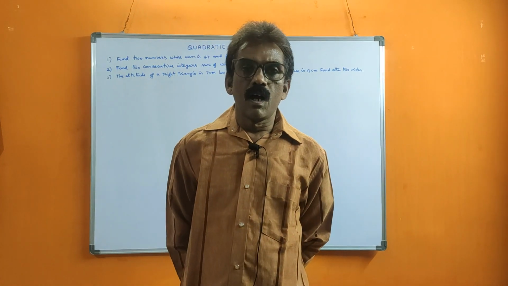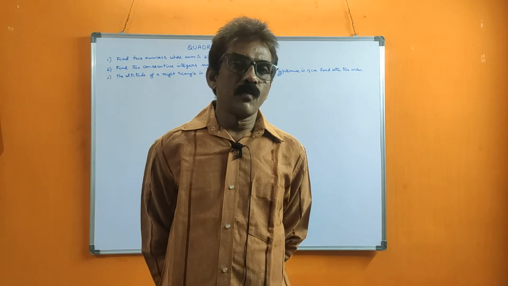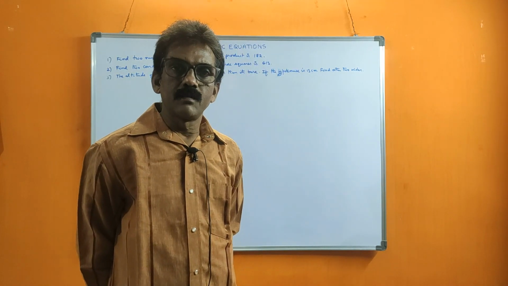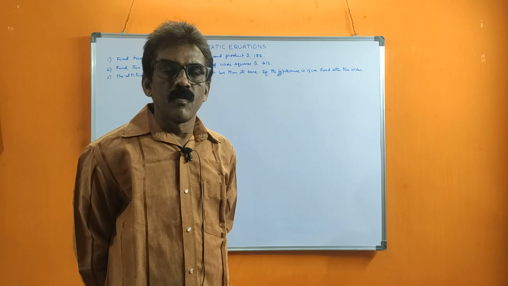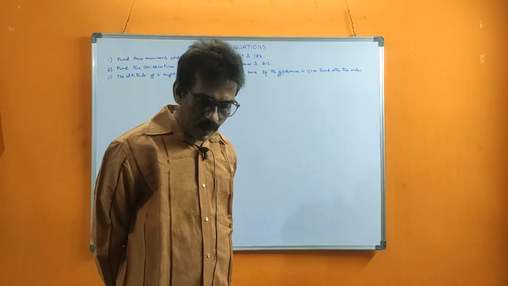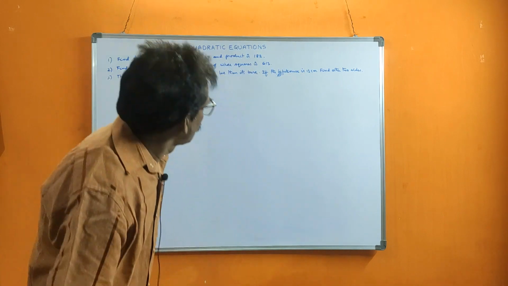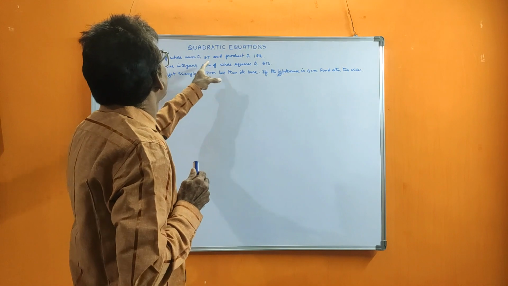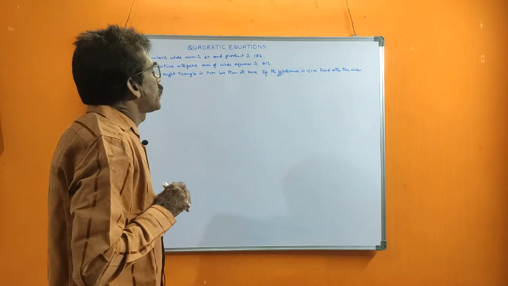In this video, I want to explain some numerical problems on quadratic equations. So, in these working models, that means word problems, I want to explain. Now see, the first is: find two numbers whose sum is 27 and product is 182.